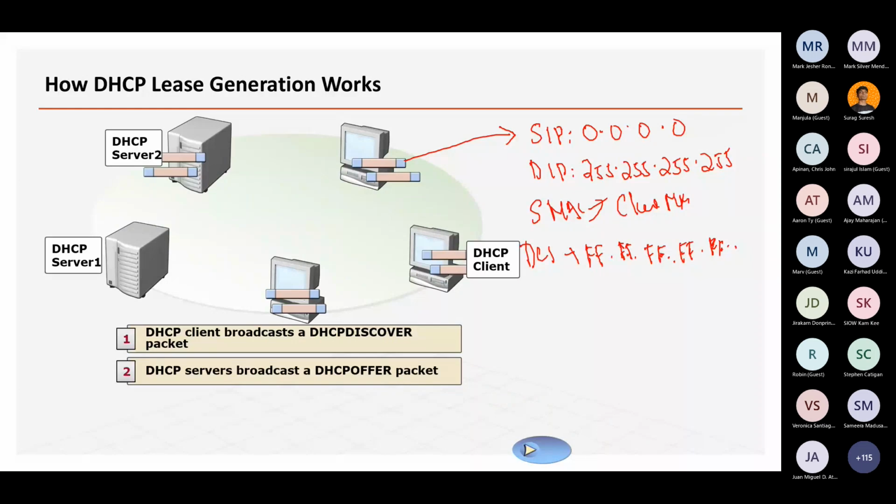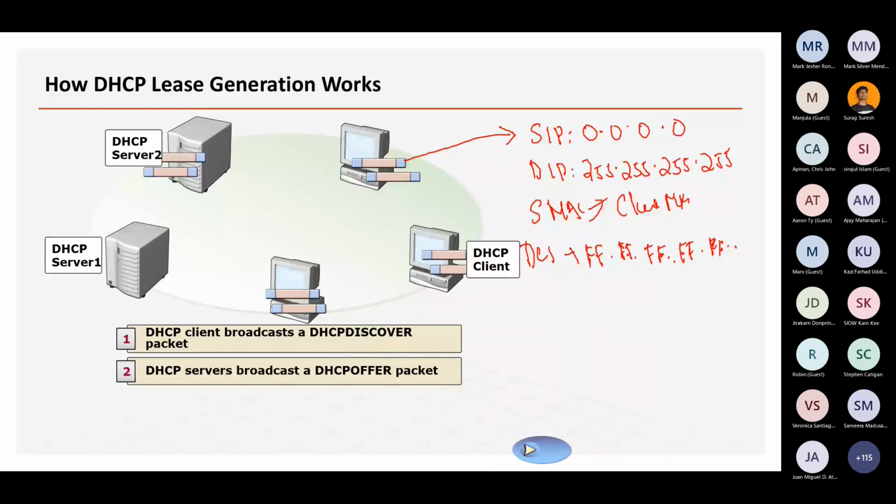They will say, hey, I'm not a DHCP server, and they will discard that packet. They won't respond. Only the DHCP server available in the network will respond to that packet, saying that I am a DHCP server, I am responsible, I can give you an IP address. That is known as the DHCP offer packet. So it's been responded here.